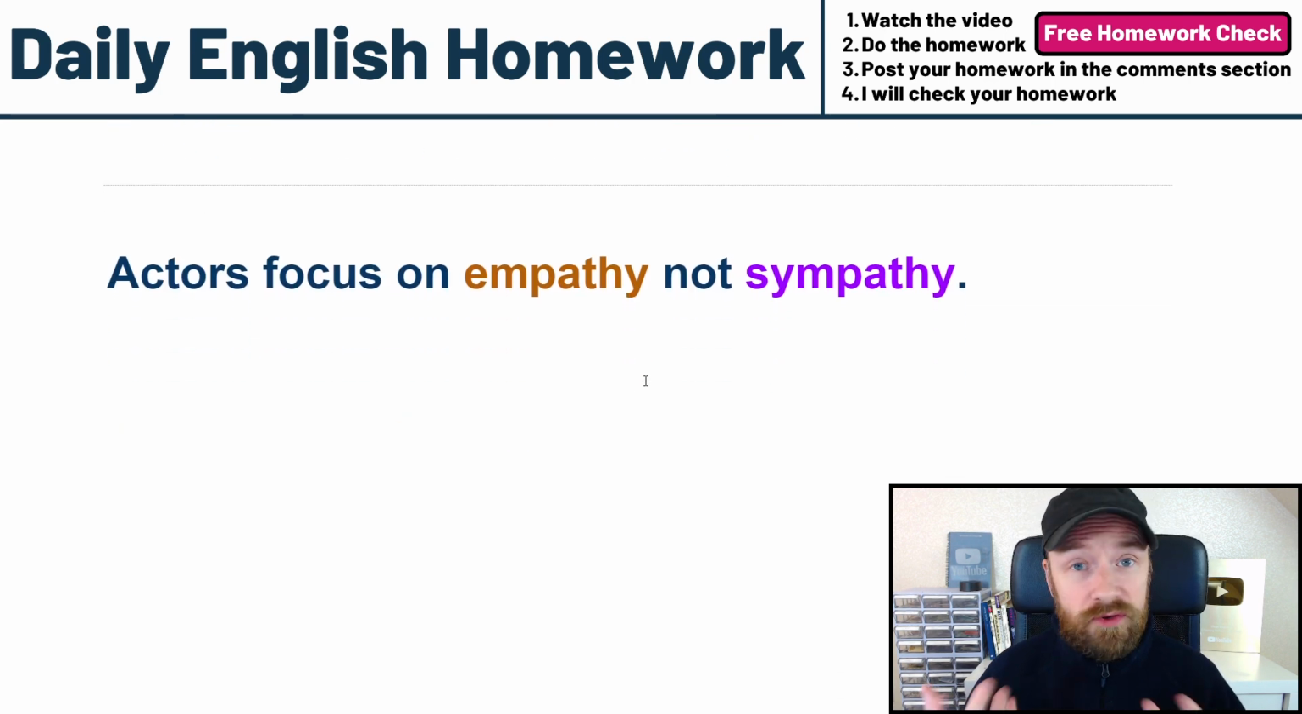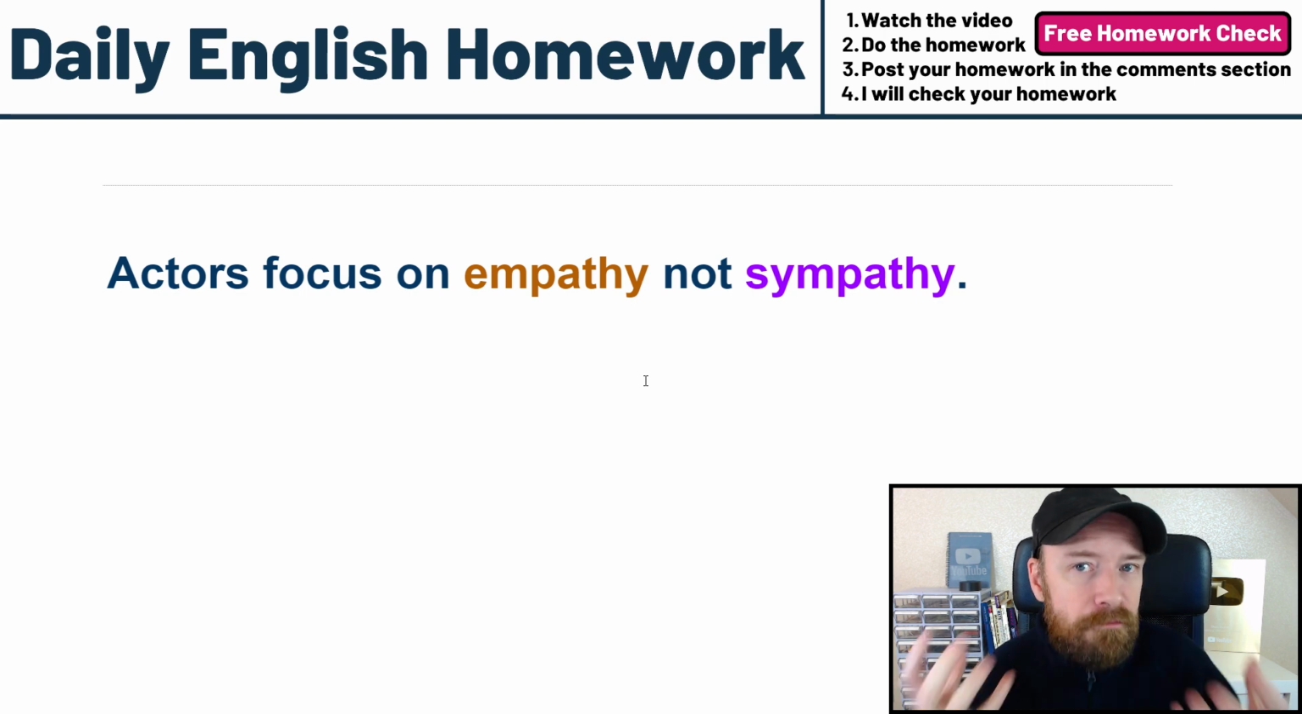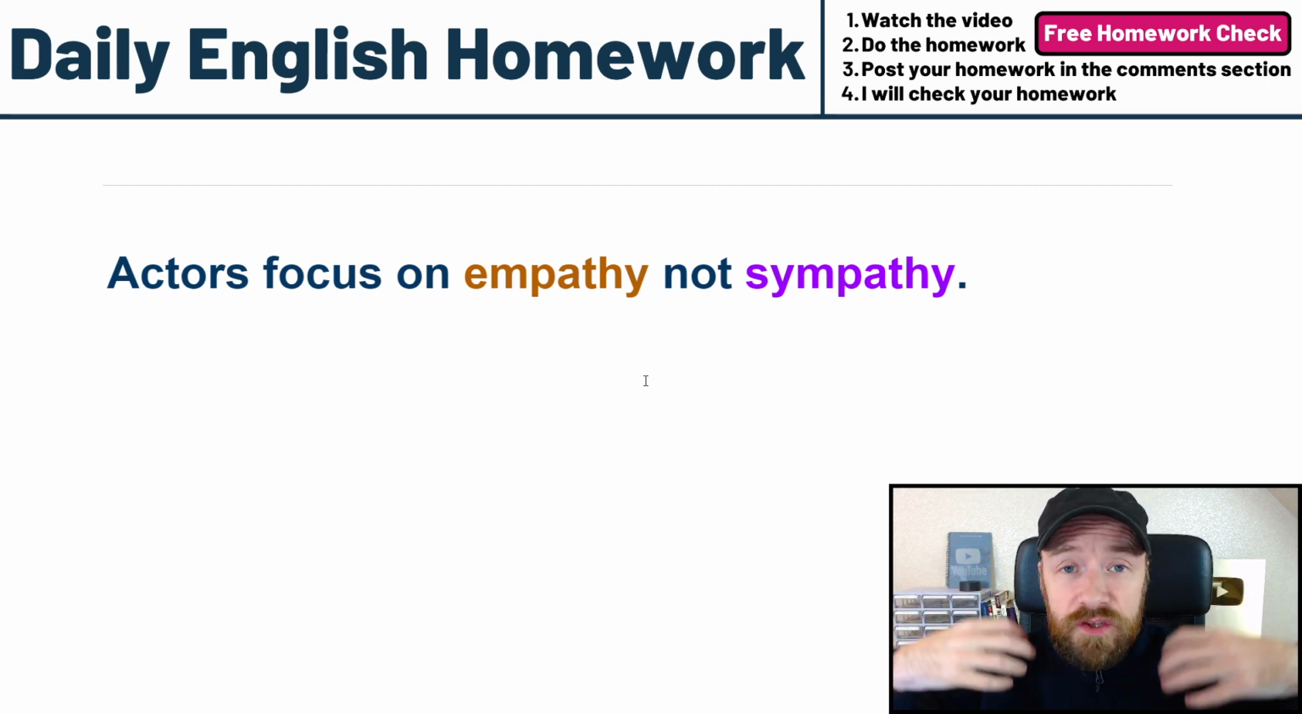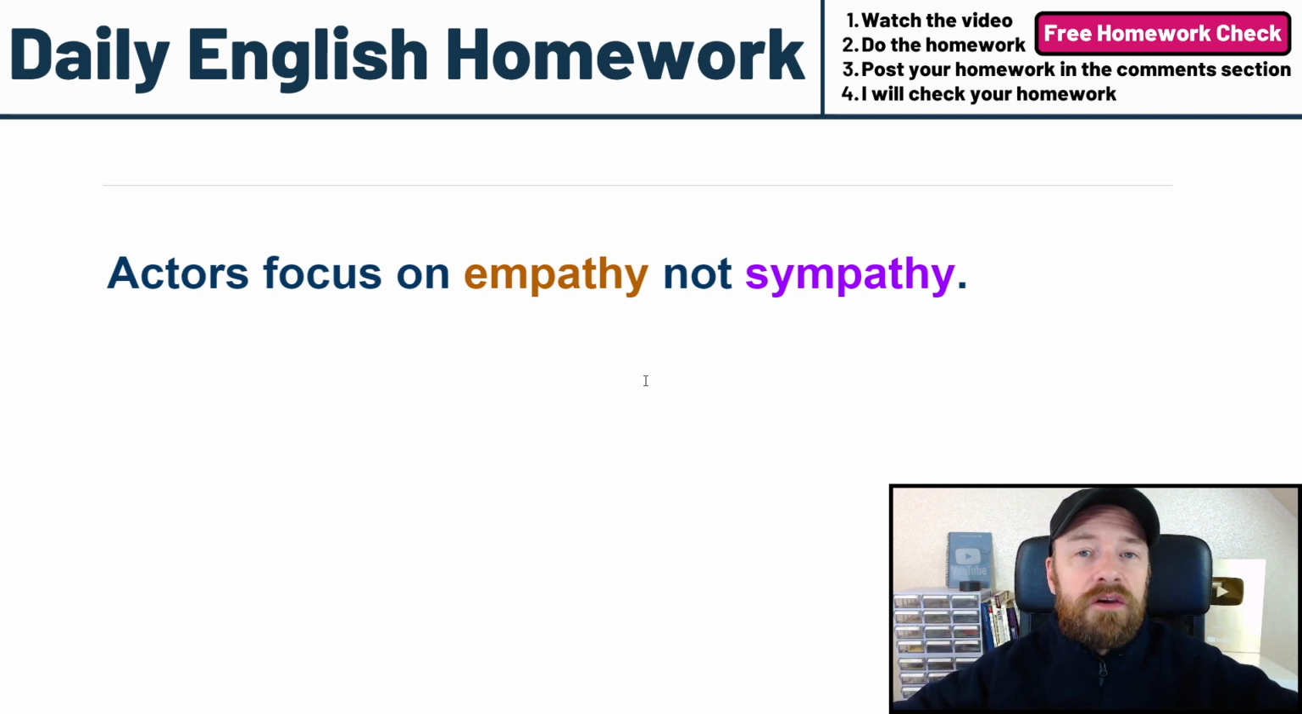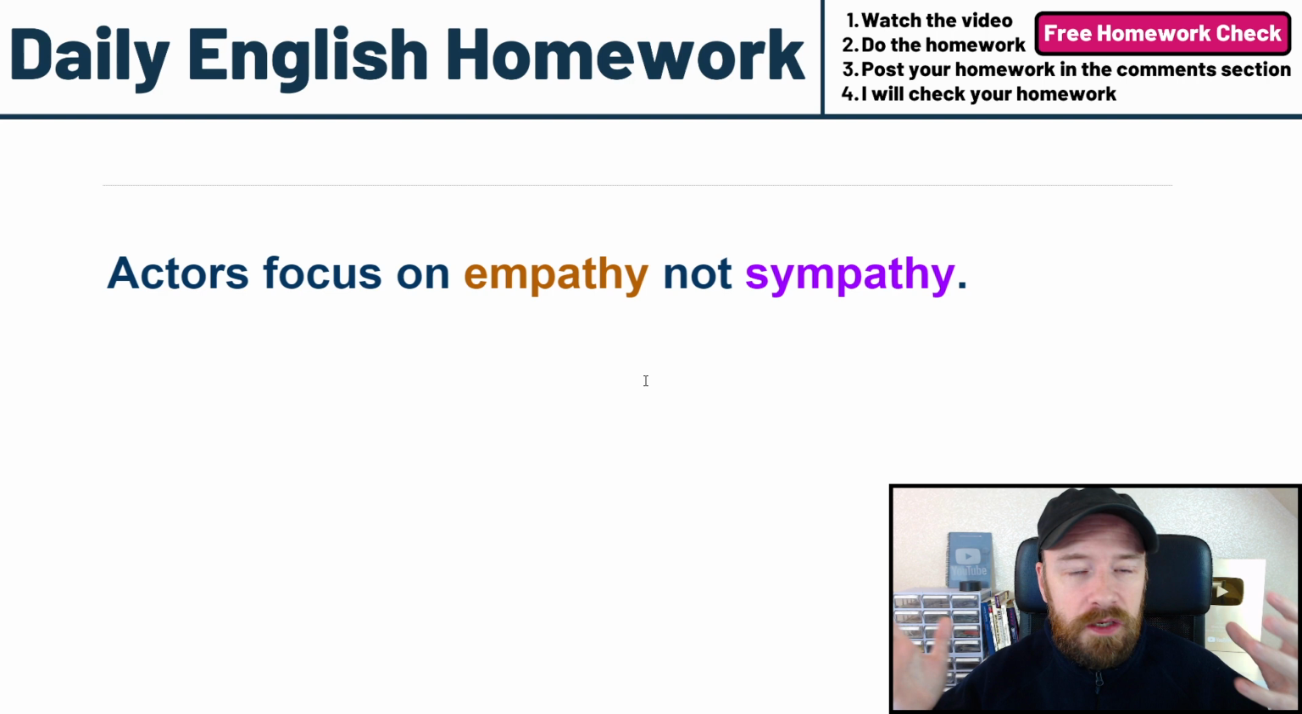Now, actors or actresses focus on empathy, not sympathy. So actors, they have to take upon themselves to act a character. So they have to understand their characters. So the empathy is really understanding the emotions of the characters. Now, they don't have sympathy because maybe nothing bad happened to the character. So their focus is on empathy, understanding, putting themselves in the shoes or the view of that character and how they think, and what is their emotional state. So it's very deep.